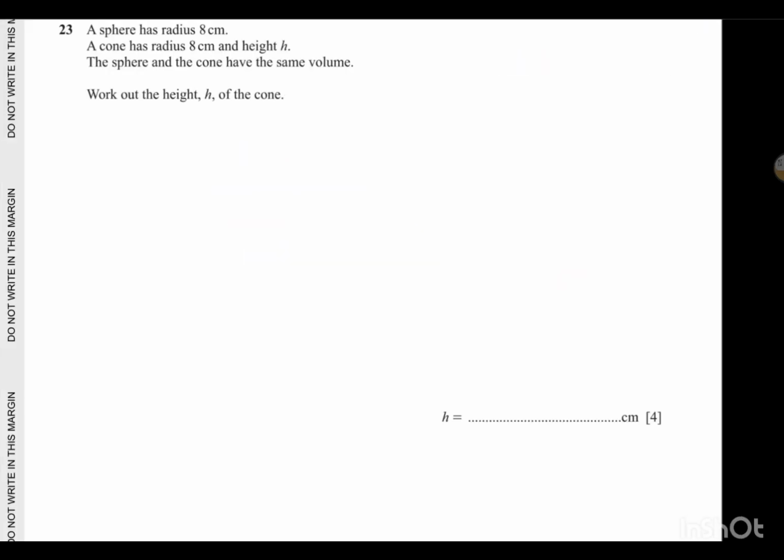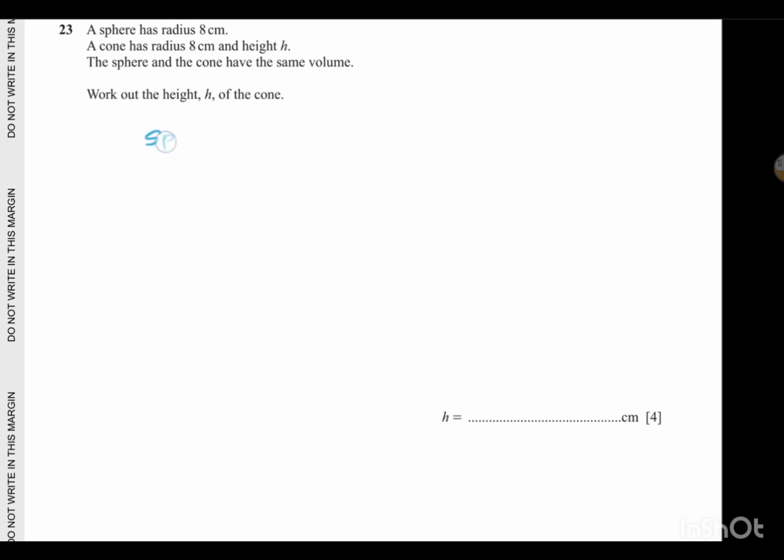Question number 23. A sphere has radius 8 centimeter, and a cone has radius 8 centimeter and height h. The sphere and the cone have the same volume. Work out the height of the cone. So we just check the formula in the formula sheet, the volume of the sphere and the volume of the cone.